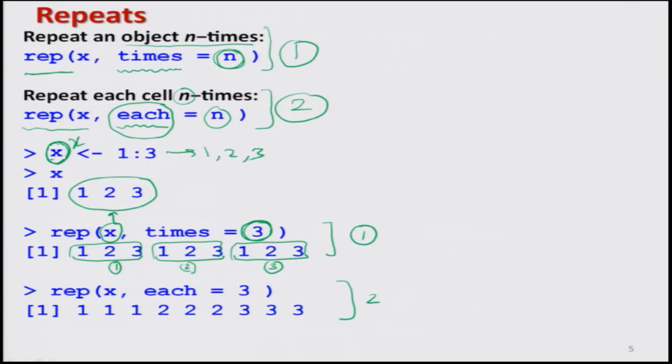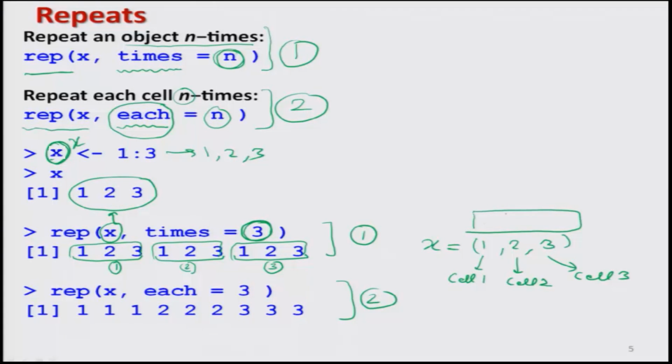Now, I try to use the second command, which is each. You can see now that in this vector x, 1, 2 and 3, there are 3 cells: cell number 1, cell number 2 and cell number 3. Why do we call it a cell? Because it looks something like this. There are 3 cells 1, 2 and 3 and each number is assigned to a particular address in the cell. So, now I am saying please repeat every cell contained in x 3 times.